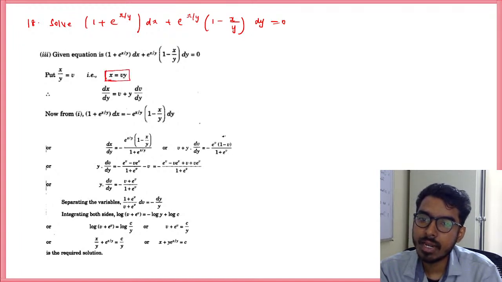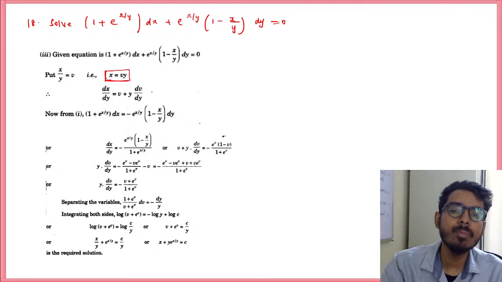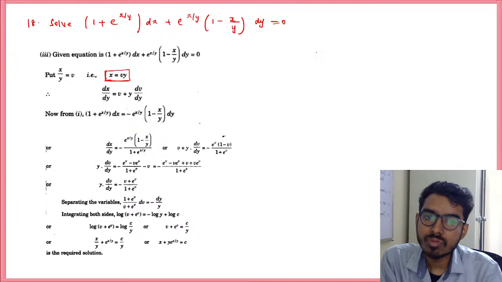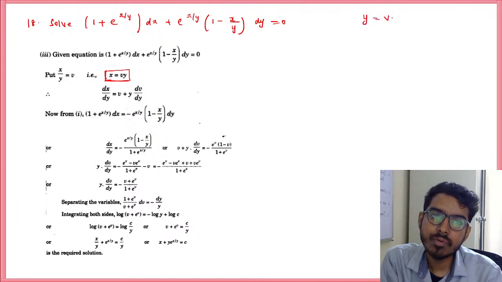This is another substitution they are making, right? So that problem will be easy for you. Put x is equal to vy. Usually we will put y to be equal to vx, right? So here we are writing x is equal to vy, no problem, right?